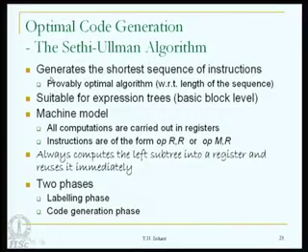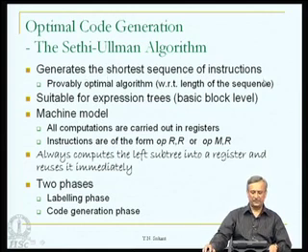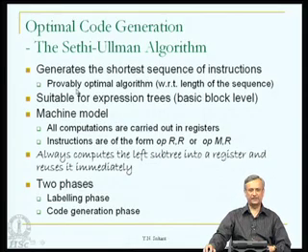So, for example, look at the cost model. The cost model says it generates the shortest sequence of instructions. So, the cost is the length of that particular sequence itself, and it is possible to prove that with respect to the length of the sequence, this is an optimal algorithm. In other words, the code which is generated by this algorithm is the shortest in length. No other code can be shorter than this. No scheme can give you shorter than this.